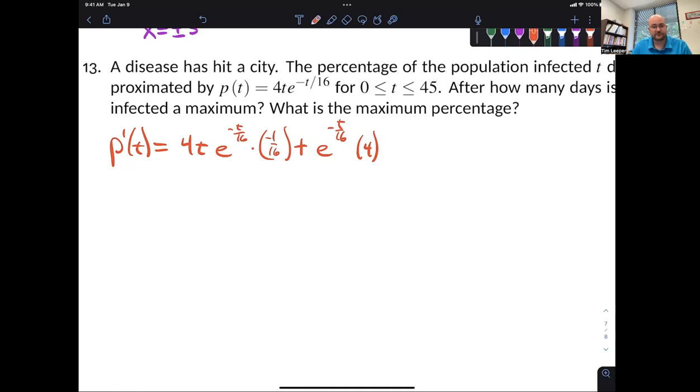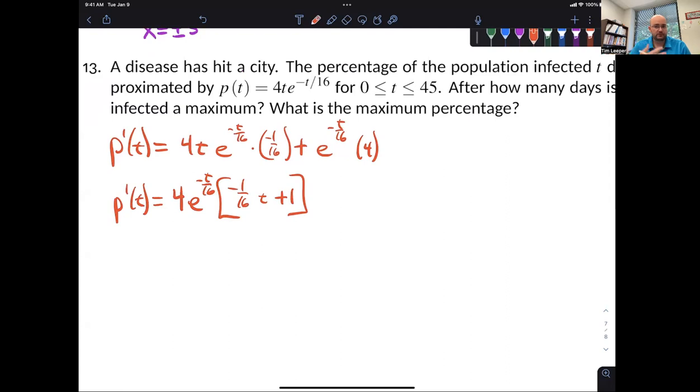But then I need to factor it just to make it easier to work with. There's a common factor of e to the negative t over 16 and 4, so I'm going to factor out both the 4 and the e to the negative t over 16. In the first term, I still have the t, and I have the negative 1 over 16, so it's negative 1 over 16 t. In the second term, both of those are gone, so I'm just left with a plus 1. And there you go. That is the derivative.